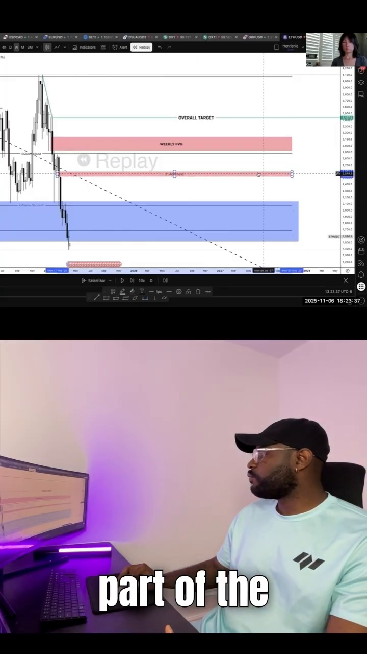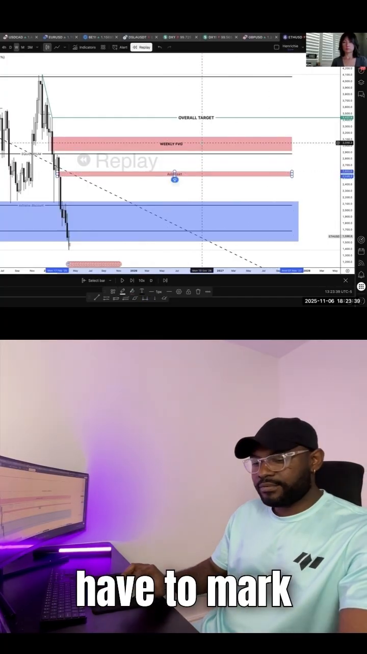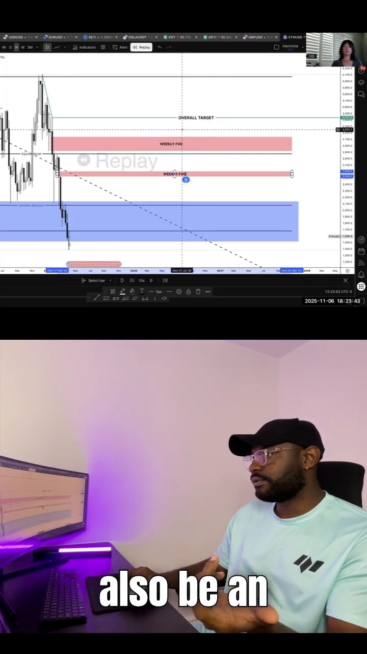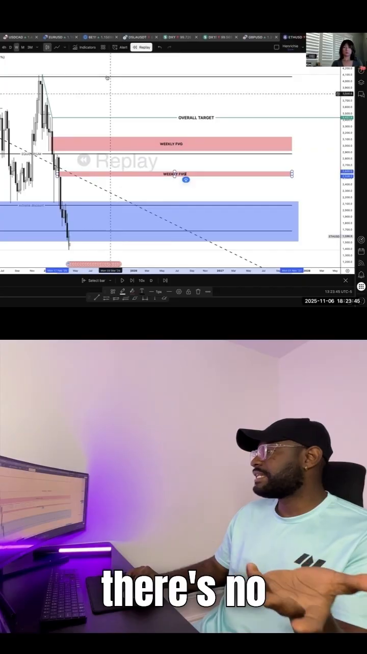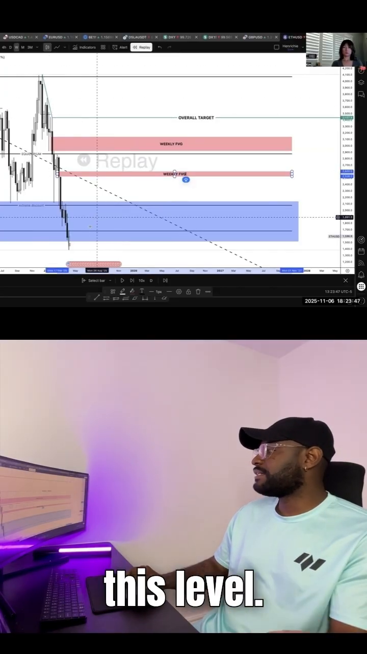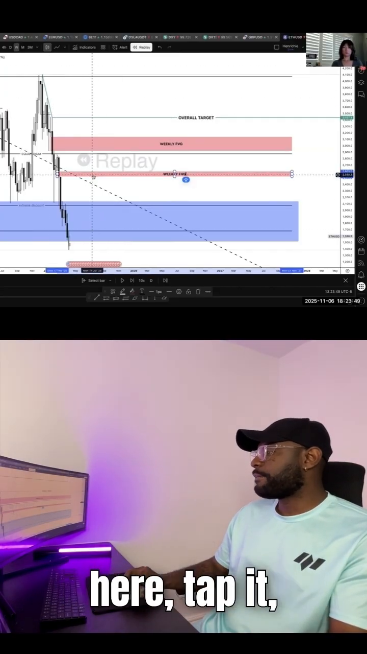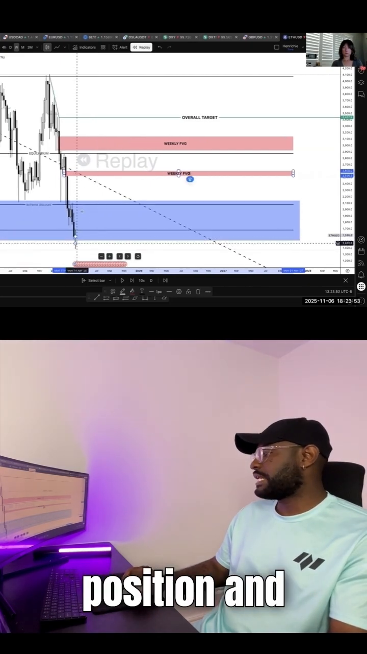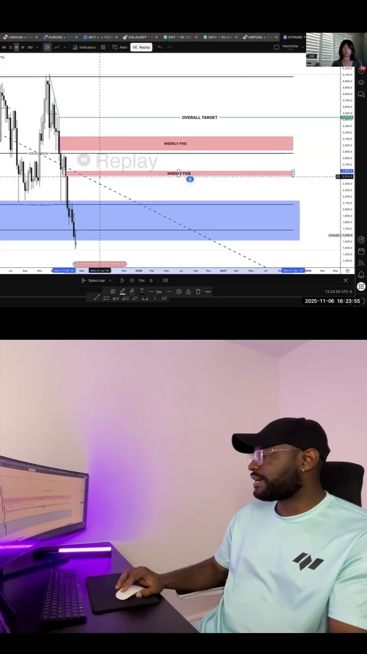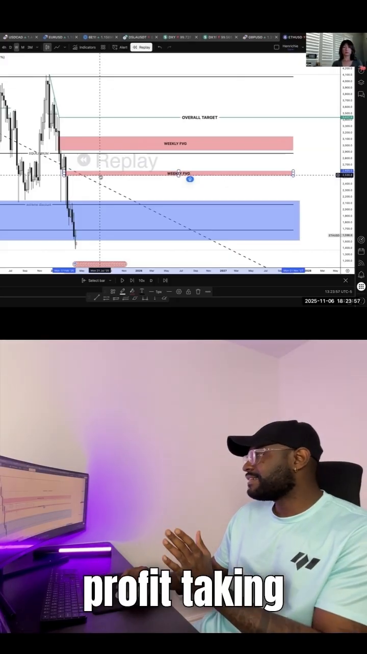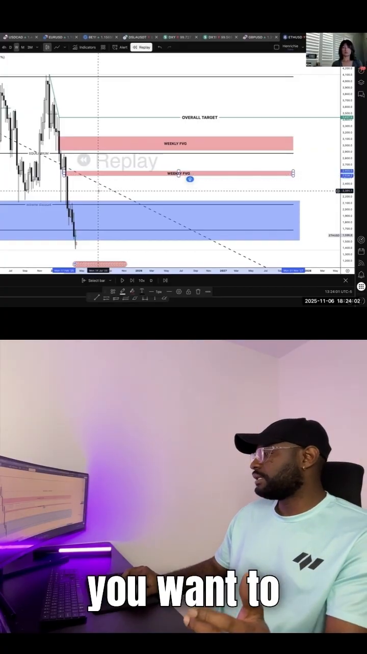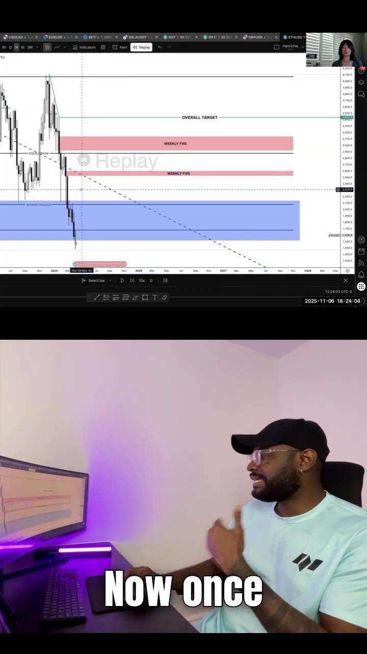Now, part of the reason why you have to mark out these key levels is because these key levels can also be an area of reversal, because there's no guarantee that price will hit this level. Price can literally come here, tap it, reverse, and run your stop. Now imagine holding a position and you are up like $6, $7, $8,000 and you hold it, no profit taking, and it reverses and takes your stop loss. So you want to keep taking things out.